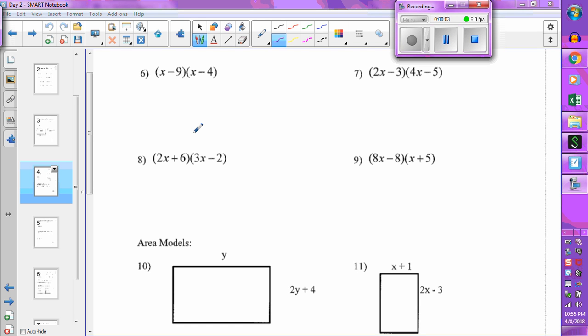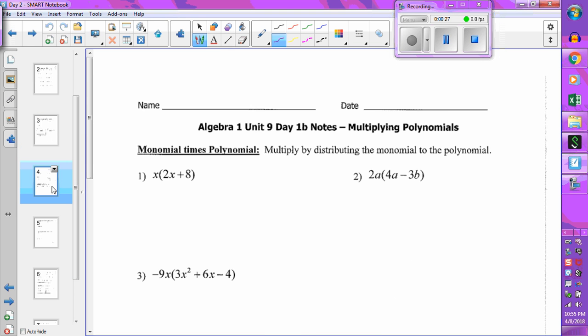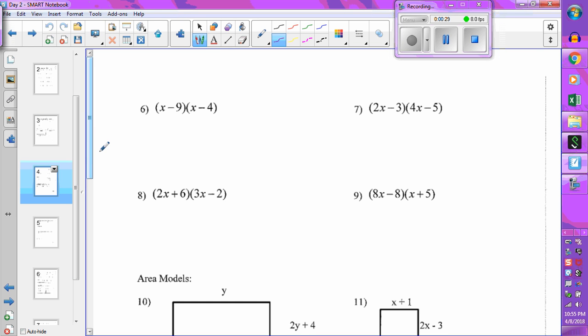Hello, everyone. So this is part two of multiplying polynomials. When I left off at the last video, we learned two strategies, both the box method and the distribution method, to multiplying polynomials. If you go back, it erased on this page, so I don't have it anymore, but you should have it on your paper, okay?